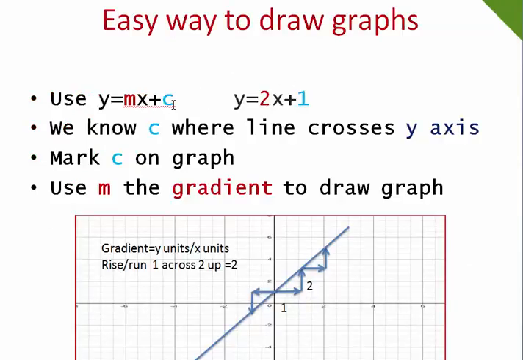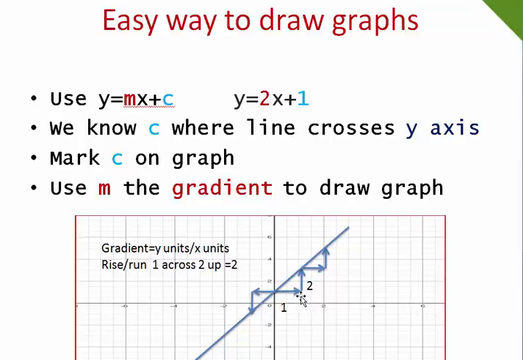Because we know a straight line has the standard form y equals mx plus c, if we have the equation y equals 2x plus 1, we know where it crosses the y axis, it's going to cross at c, which here in the equation is 1. So we mark y as 1, 0, 1 on our graph. Then we know that m is the gradient, so m is 2.